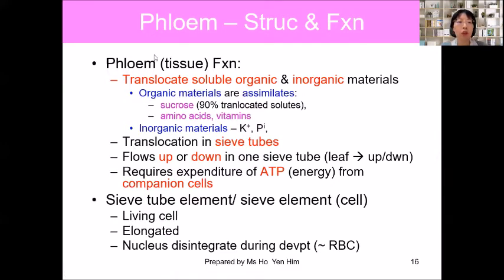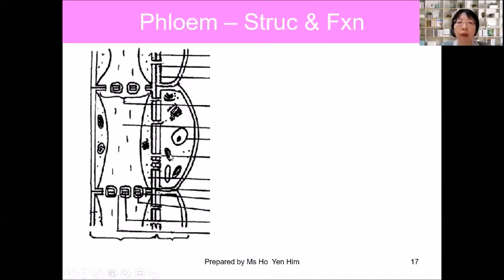So sieve tube element or sieve element, they are cells that are alive and elongated, and the nucleus has disintegrated during development, just like a red blood cell. Main function is transportation. You want the entire space of the cell to be used for transportation. You remove the nucleus so that it will not block the space. So same as for the sieve tube. Okay, so this is a structure of the sieve tube.